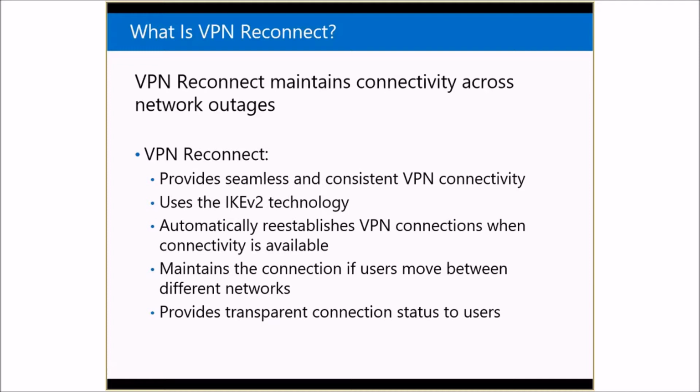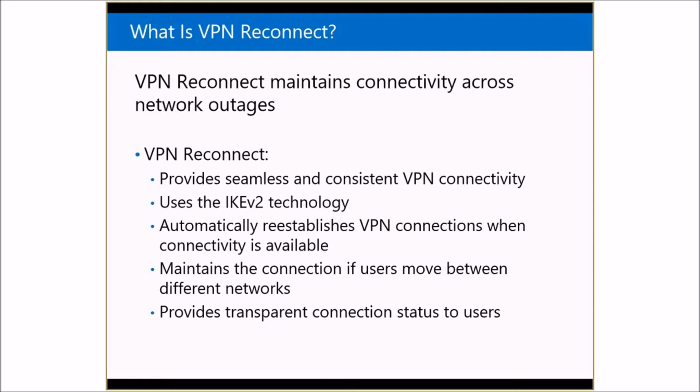What is VPN Reconnect? VPN Reconnect maintains connectivity across network outages. So for example, if I was connected now, but for some reason the network went down, and then it's back up again, VPN Reconnect provides a seamless and consistent VPN connectivity and uses the IKEv2 technology. It automatically re-establishes the VPN connection if it was already connected, but for some reason, let's say you walked into a tunnel and your service dropped out for a couple of seconds. You walk out of the tunnel. Instead of you having to redial and go through the whole steps manually, it's automatically going to reconnect.